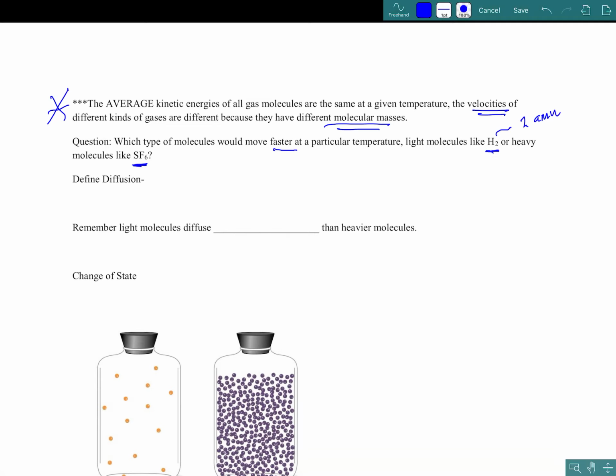Sulfur hexafluoride is quite a bit bigger. Sulfur alone has an atomic mass of a little bit more than 32 atomic mass units. Fluorine, there are 6 of them. Each one has an atomic mass of 19 atomic mass units, which we'd multiply by 6. So we would have 19 times 6 plus 32. It would have a molecular weight of 146 atomic mass units, quite a bit larger than hydrogen gas.